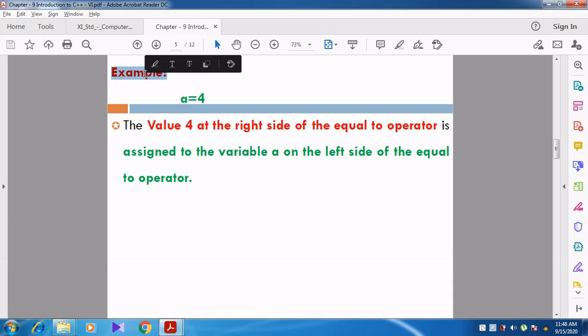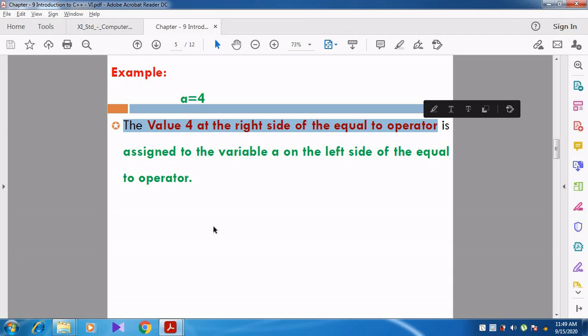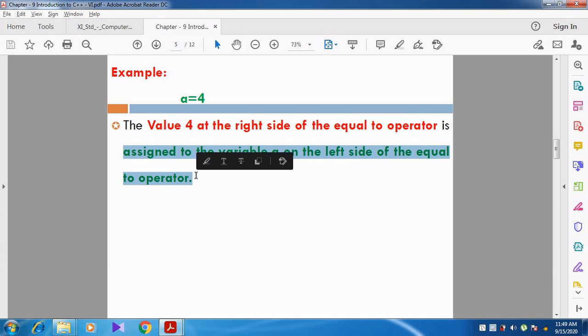Right. Now let us see the example. Let us consider the example a equal to 4. Now what happens? The value 4 at the right hand side of the equal to operator is assigned to the variable on the left hand side of the equal to operator. When you consider the equal to operator, on the left side a is the variable. What is on the right hand side? 4 is a value. So 4 is going to be assigned to the variable a.